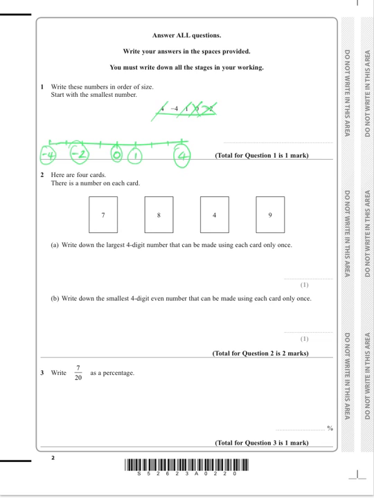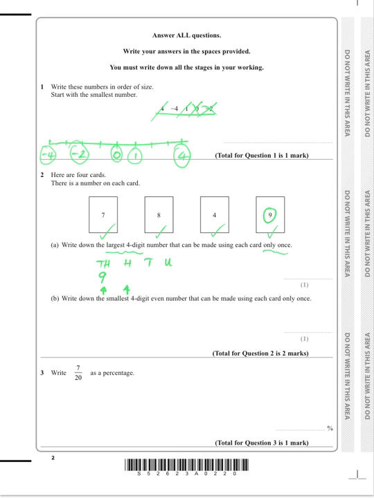Question 2. There's 4 cards that you're given, one labelled 7, another one 8, 4 and 9, and you have to make the largest 4-digit number that can be made using each card only once. So if we've got 4 cards, a 4-digit number, then we can have the units, the tens, the hundreds and the thousands. So ideally, to get the largest number, we want the most thousands that we could possibly get. So we're going to put a 9 here, and then ideally we want the most hundreds we can possibly get.